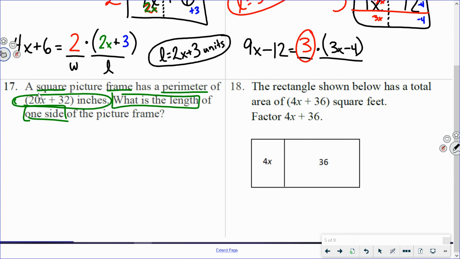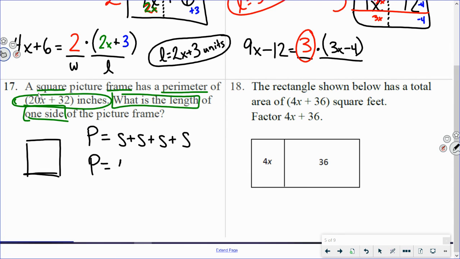So in this case, be careful how you draw this. We're not drawing simply a rectangle. We're drawing a special rectangle. We're drawing a square. Now, I'm not going to put 20x plus 32 into here because actually they give us the perimeter. And to find the perimeter, we simply add up all the sides of any polygon. In this case, though, we have 4 times the length of the side.